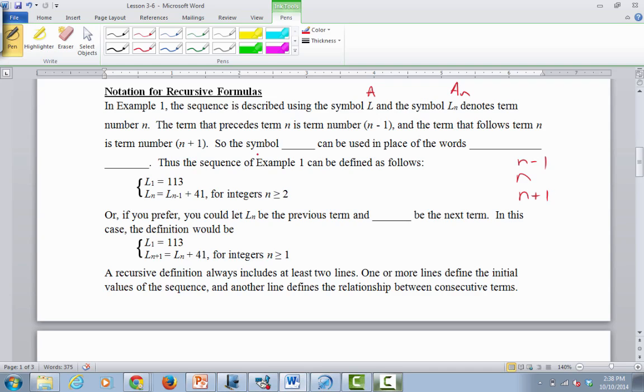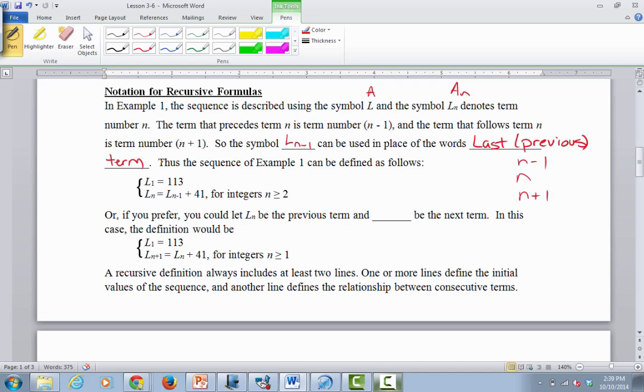Okay. So the symbol, big L with a little n minus 1, can be used in place of the words last, or you could say previous term. So whenever you see that big L with the n minus 1, the sub n minus 1, that means the last term. Okay?